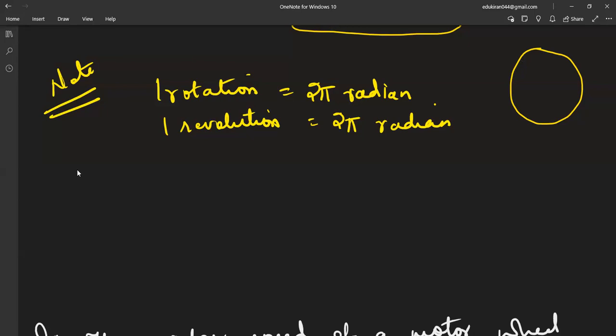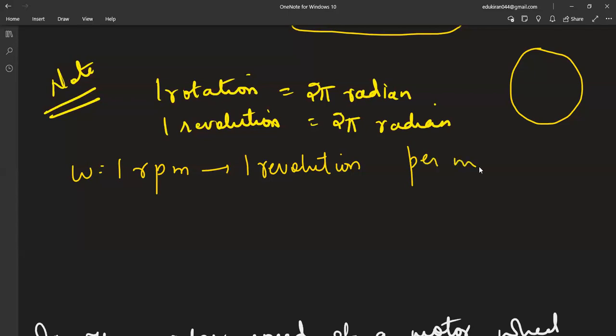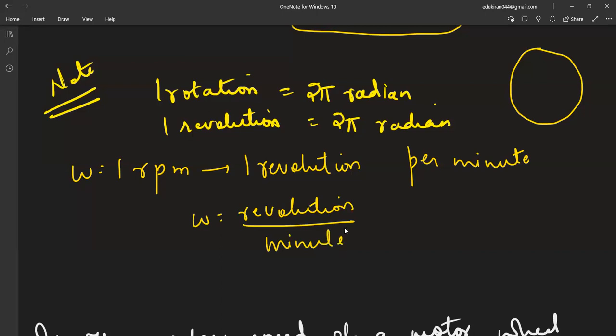Now, angular velocity, when we talk about one, that becomes one revolution or one rotation per minute. One RPM will be given to you in a lot of questions. So this means this is one revolution per minute. Fine. So how do we calculate it? Revolution means the angular displacement that is covered. Minute is the time taken. RPM is given a lot.